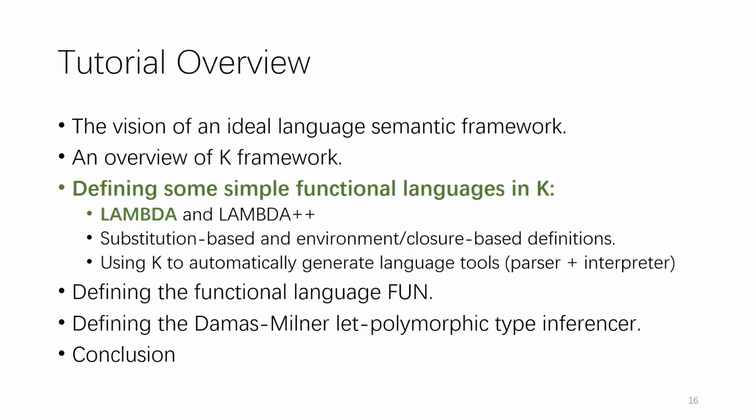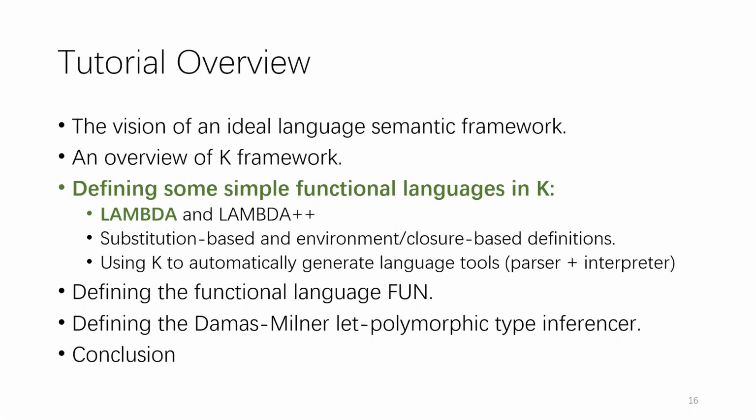All right, so that's enough about the ideal vision and the big picture of K. So let's dive into K and start by defining a very simple functional language called Lambda in K. Later, we'll extend it by one tricky language feature, which is callcc, call with the current continuation, to show that it is very easy to modify and extend the existing languages in K.